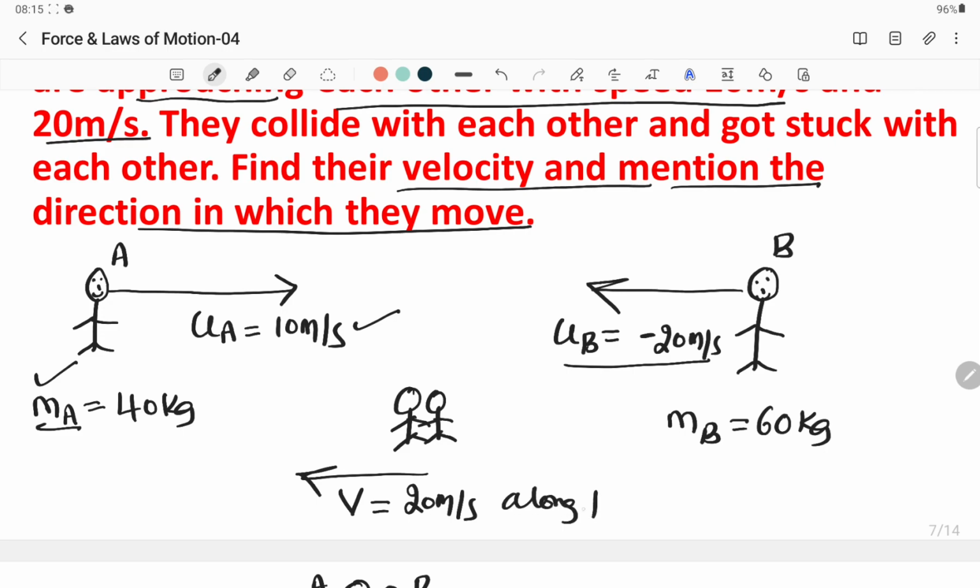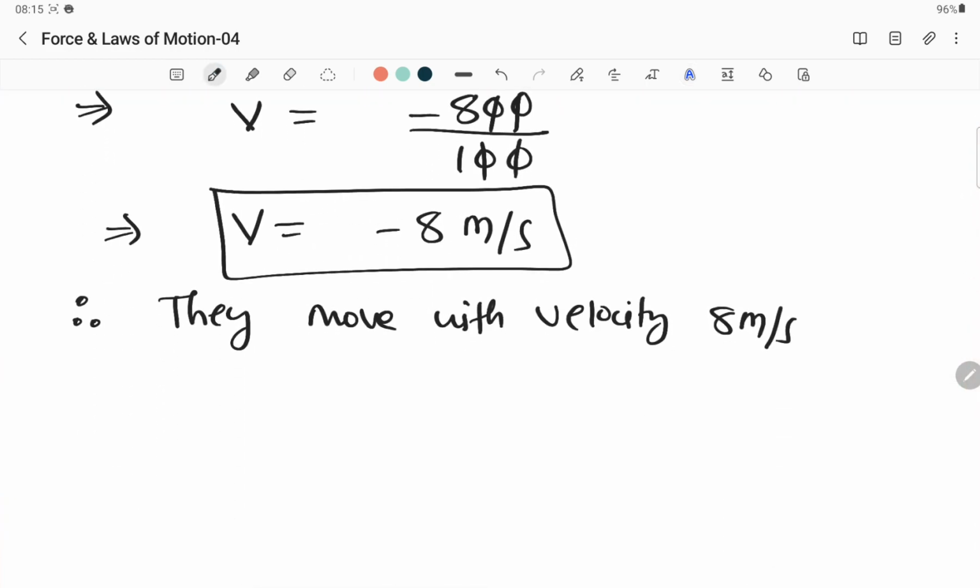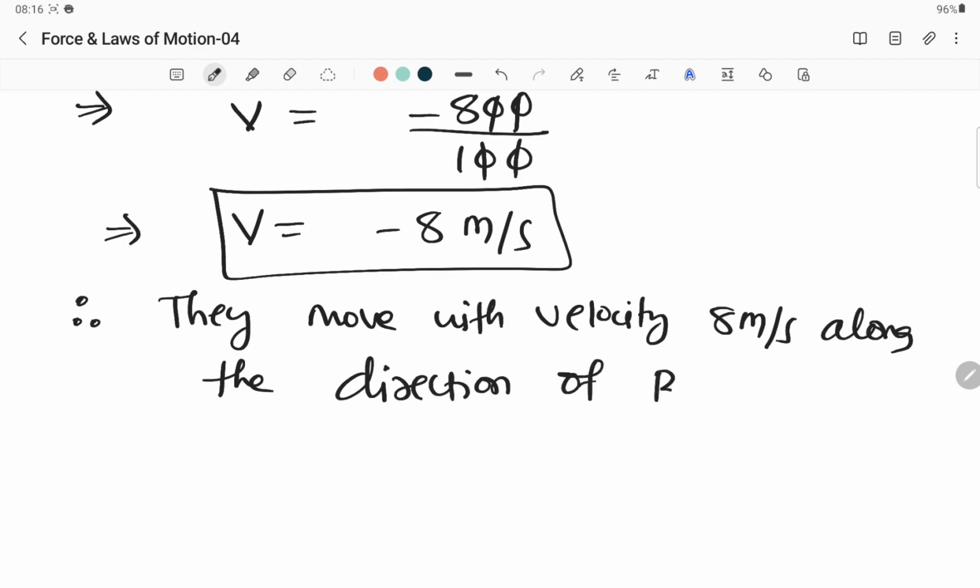Along the direction of B. Why along the direction of B? Because whatever this B person is moving, this velocity is minus. So that's why we have to write the final answer as they move with a velocity of 8 meter per second along the direction of B. Very, very important.